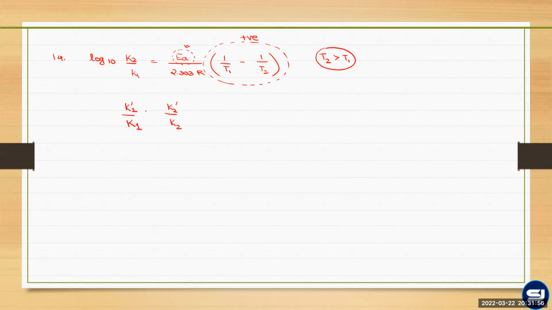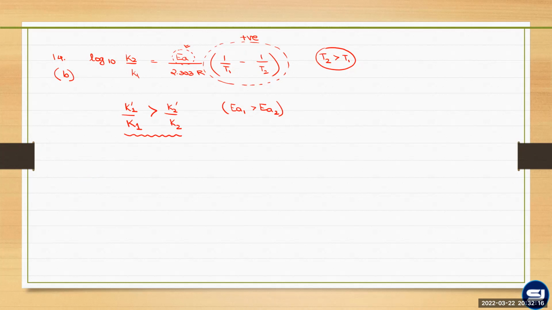Now what is the relation between them? With EA1 greater than EA2, what is justified? K1 dash upon K1 is greater. This will become bigger, right? Understood? Yes. So please can you repeat, sir?